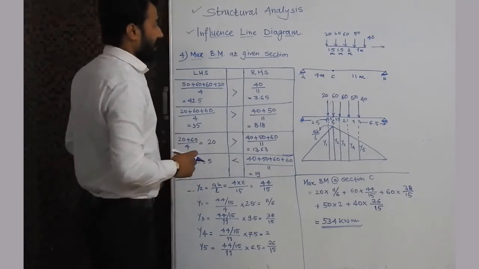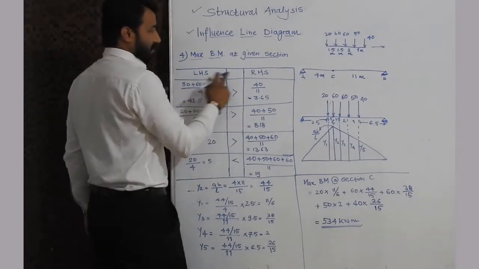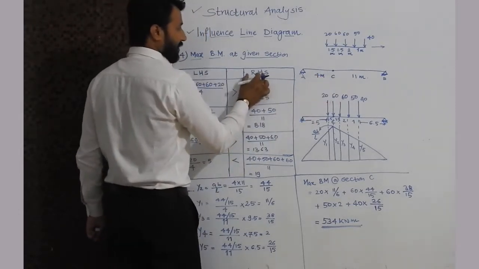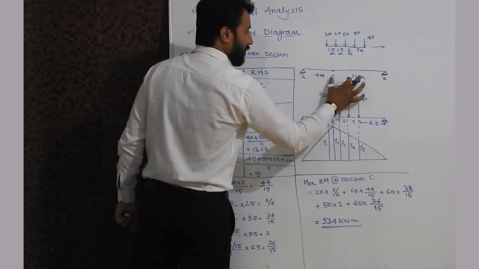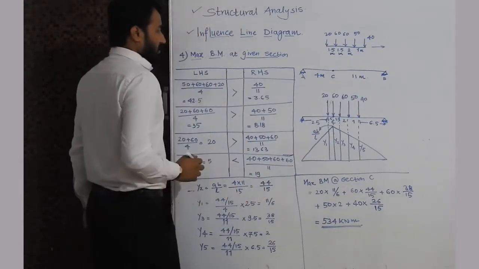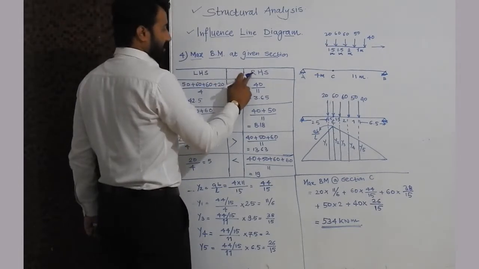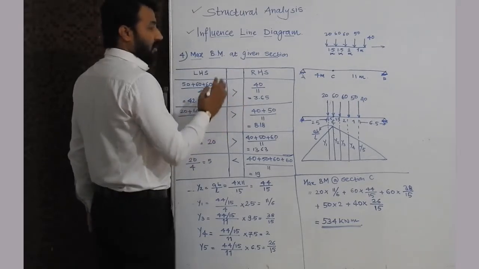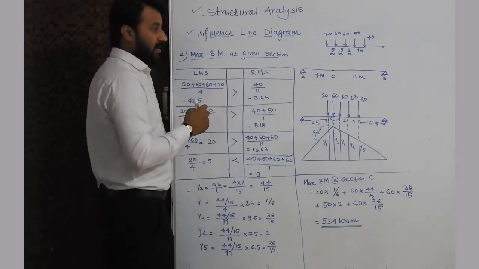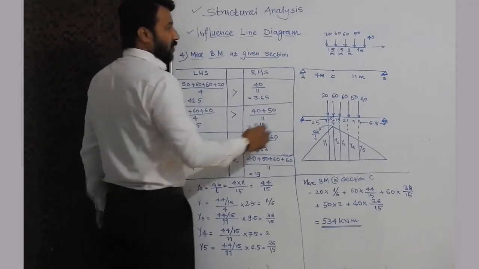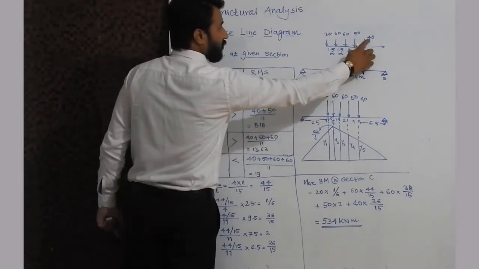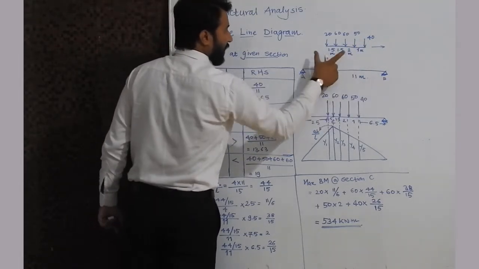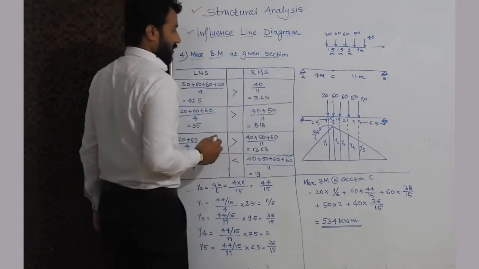So at this section, the LHS side is A to C, having a length of 4 meter, and the RHS side has a length of 11 meter, which is CB. We will check the LHS side and the RHS side and compare them. How we check is the load divided by the span of the section. The train is moving left to right, so the first load which moves onto the section is 40 kN. This load will be on the RHS side and the rest of the loads will be on the LHS side.